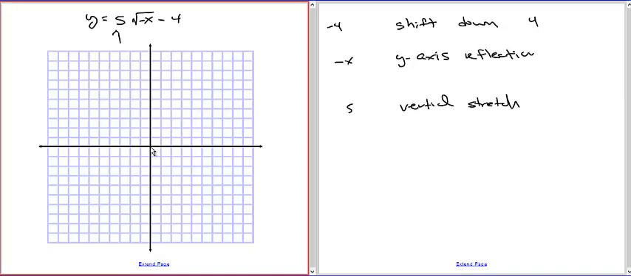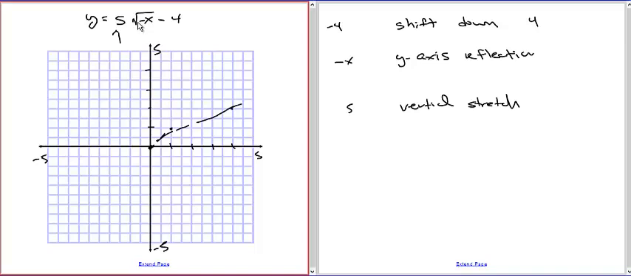Let's put in our parent function, and let's make it go from negative 5 to positive 5. I may regret that, but okay, so you got 0, 0, 1, 1, and 4, 2. So that's my parent function, like that.